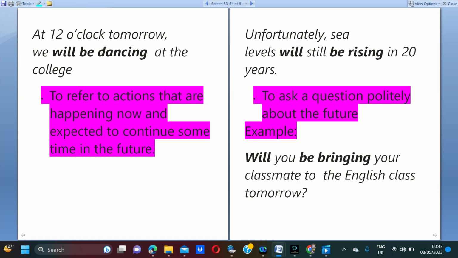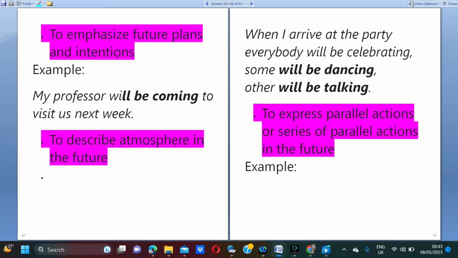Also, let's talk about polite questions. When we put will at the beginning, it becomes a question. Whenever we begin a sentence with a helping verb, it becomes a question. Here also, will is the modal. Will you be bringing your friend to class? That is a very polite question. When we begin any question with will, it appears like a polite question.